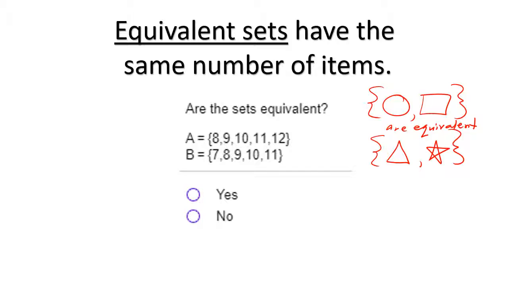So let's see if these sets are equivalent. Do they have the same amount of items? 1, 2, 3, 4, 5 items in set A. 1, 2, 3, 4, 5 items in set B. Since these number of items are equal, then these are equivalent sets.